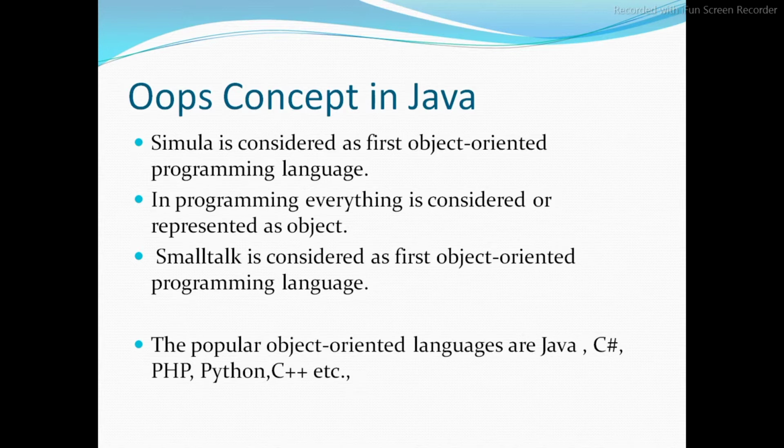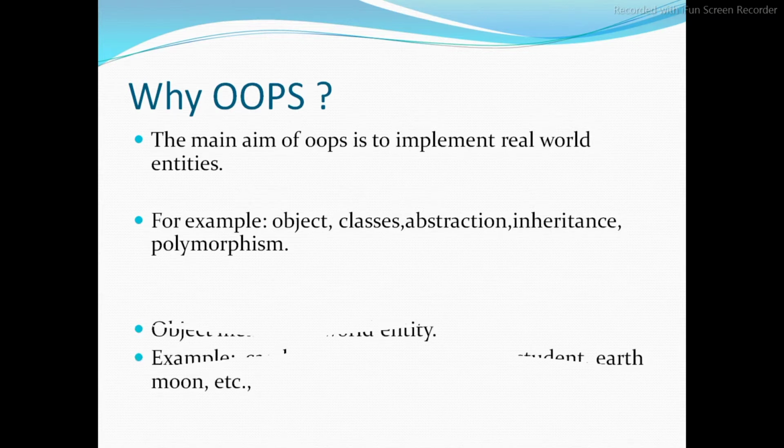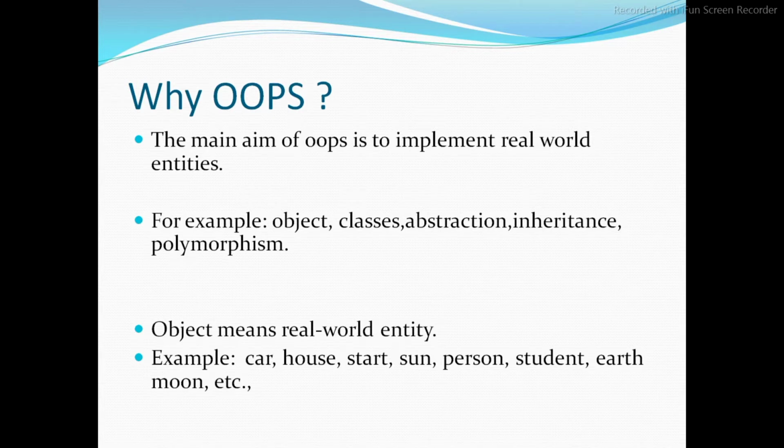Why OOPS in Java? The main aim of OOPS is to implement real-world entities. For example, object, classes, abstraction, inheritance, polymorphism. Object means real-world entity. Example, car, house, star, sun, person, student, earth, moon.